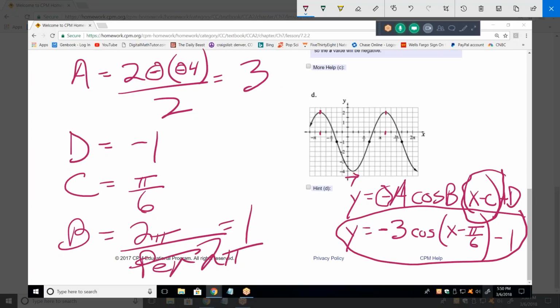In other words, you're always going to get these right if you do the exact same process every time. There's no reason to ever miss one of these. It's not complicated. You just got to remember what a is, what d is, what c is, and what b is.